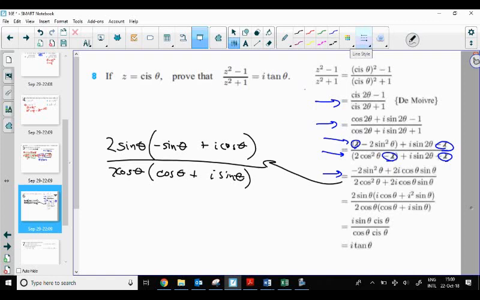Now I want to interject a little bit. So for our next step, we are going to factor some things out. I think the obvious thing to factor out from the numerator is 2 sine theta, and from the denominator is 2 cosine theta.